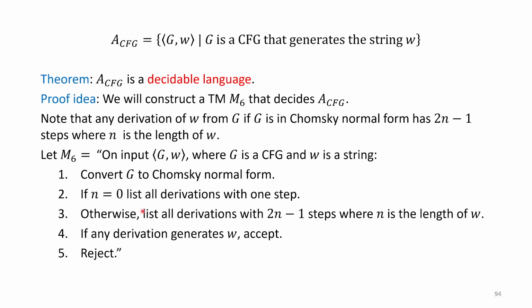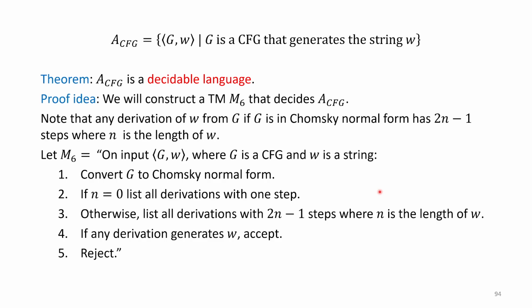Otherwise, what we're going to do is list out all derivations with 2n minus 1 steps. So that means we're going to write out a whole bunch of derivations. That might be a whole bunch, okay, an exponential number. But we're going to write them all down, and we're going to just check to see if any one of them is W. And if any one is, we accept, otherwise we reject. So again, this one's relying on the idea that derivations in Chomsky normal form have a specific length, and that every grammar can be written in Chomsky normal form.